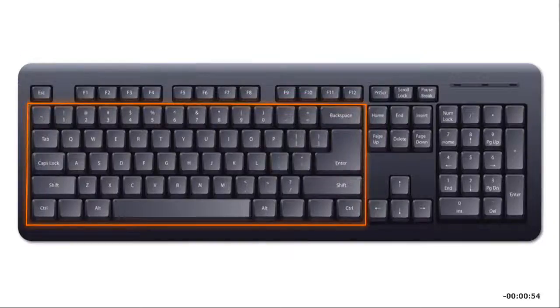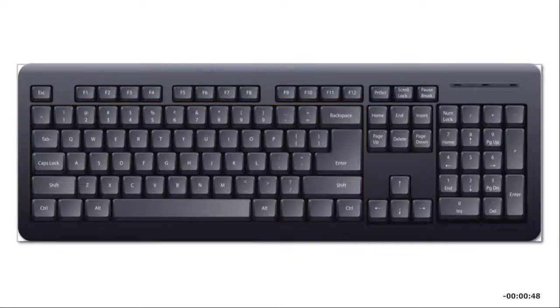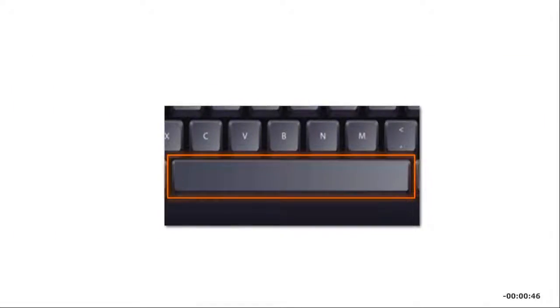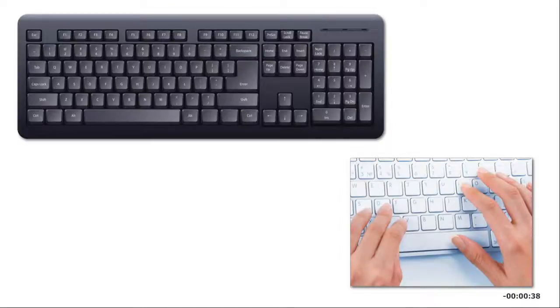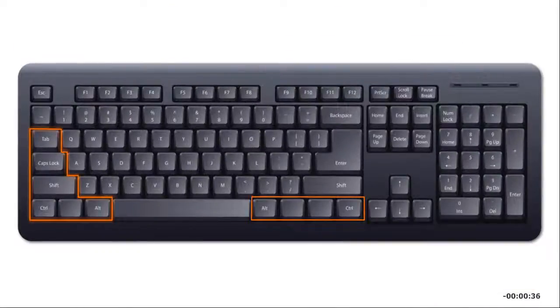The typing keypad has keys that you press to enter letters, numbers, symbols, and punctuation marks. The spacebar is the long key beneath the bottom row of letter keys. The spacebar inserts a space as you type. You can use your thumb to press the spacebar. The modifier keys are on the edges of the letter keys. You use the modifier keys, Control and Alt, in conjunction with other keys to issue a command.